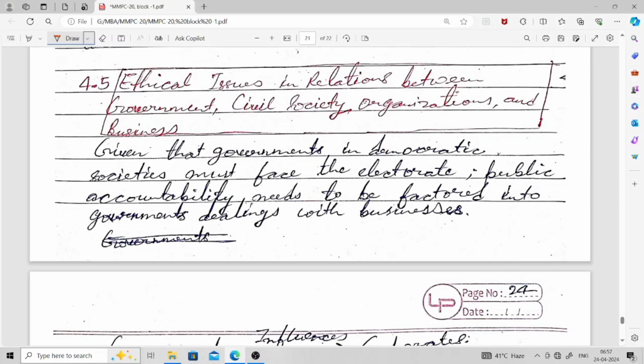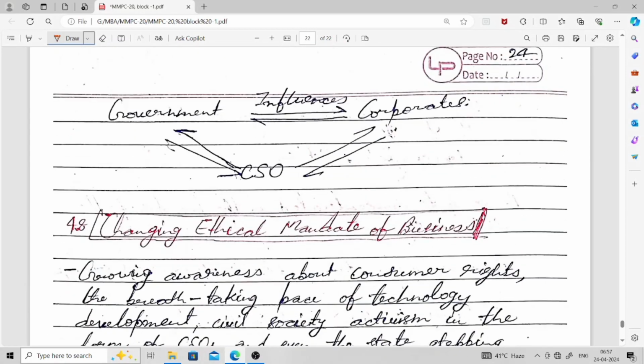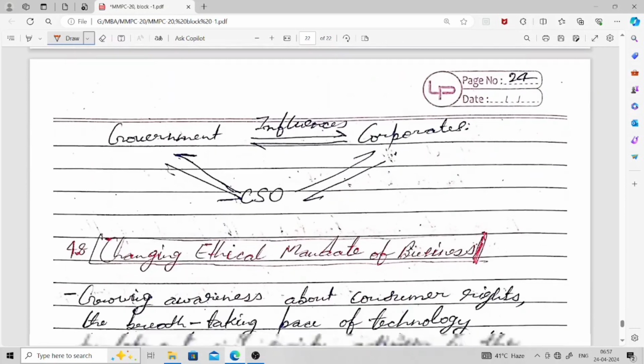Whenever there are dealings between the government and the business, there is always pressure on the government from the public. If they do not deal with the business organization in favor of the public, then during the election people will not favor the existing government, and they may go to other political parties or political leaders. So these all three are interlinked.